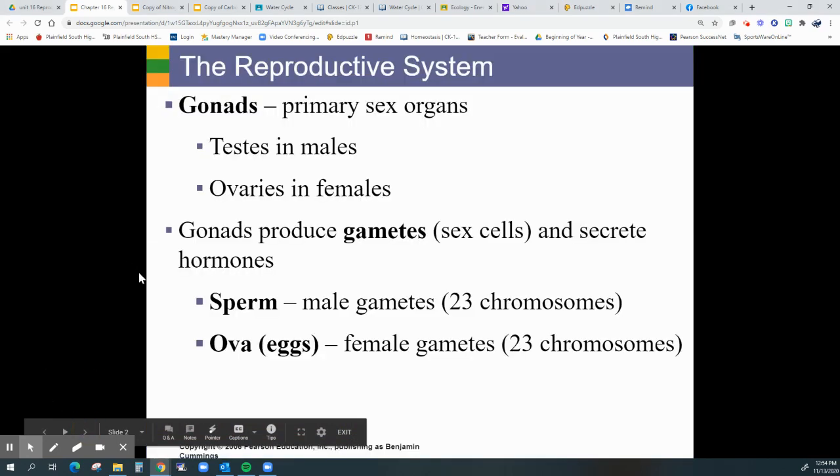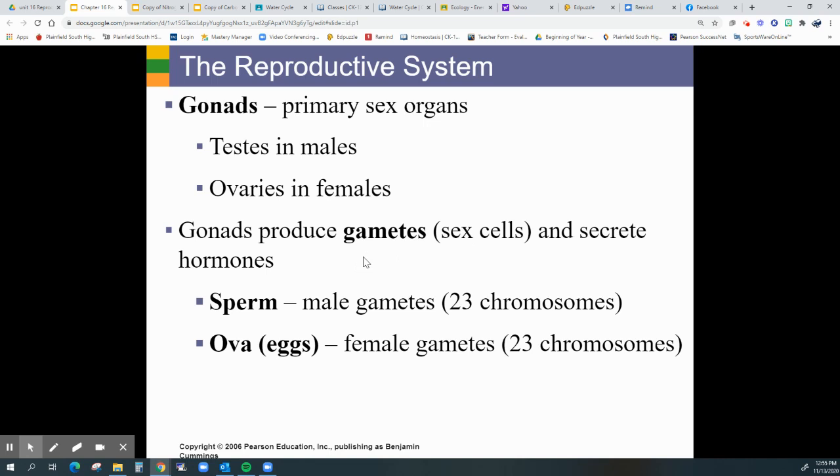All right, so reproductive system, primarily what we're referring to for the most part are what are called gonads, so the primary sex organs of both males and females. So males, obviously, the primary sex organs are the testes. That's where the sperm is being produced, and the egg for females is being produced in the ovary. Those gonads are producing different types of cells than we normally have been talking about. So they're producing what are called gametes or sex cells.